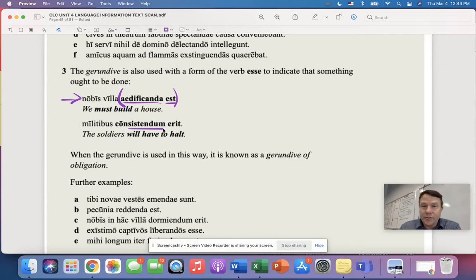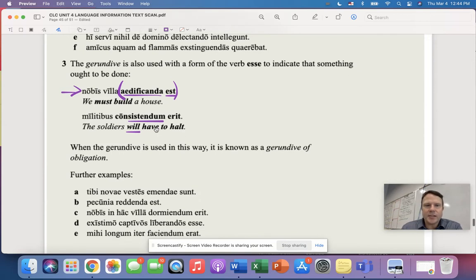Consistendum is the gerundive. Then we have the form of the verb to be. This time it's in the future, so this is why we're saying will. Now, you can't say in English "will must be blanked." That doesn't make any sense. So the best equivalent here is "will have to be blanked by the soldiers," or the soldiers will have to here take a stand or halt or stop.